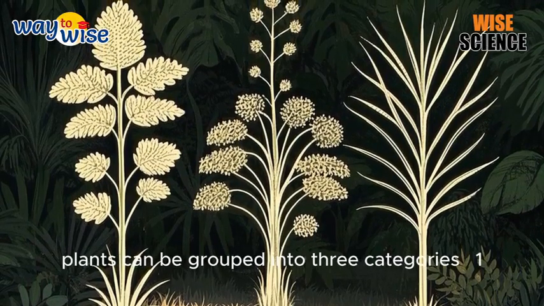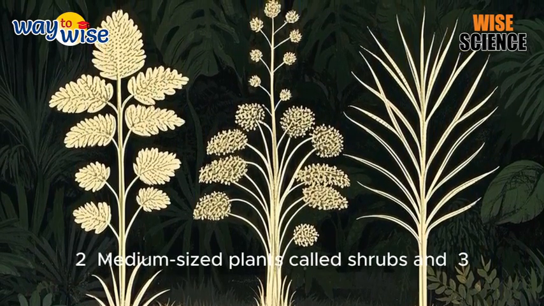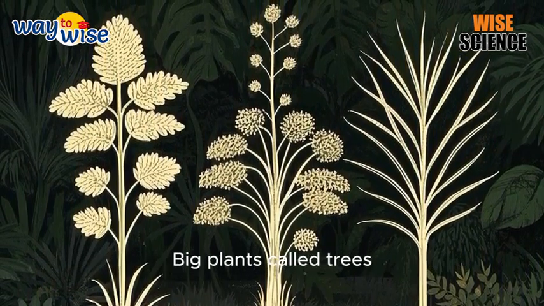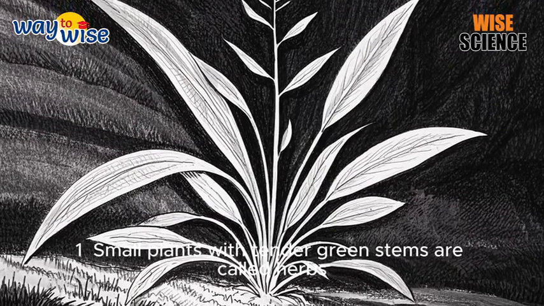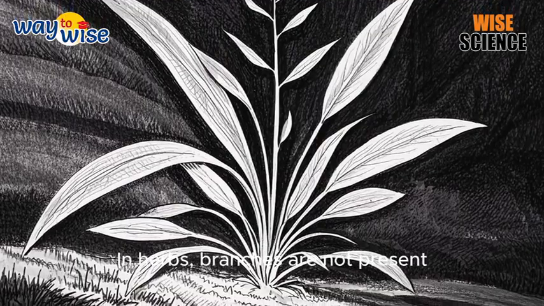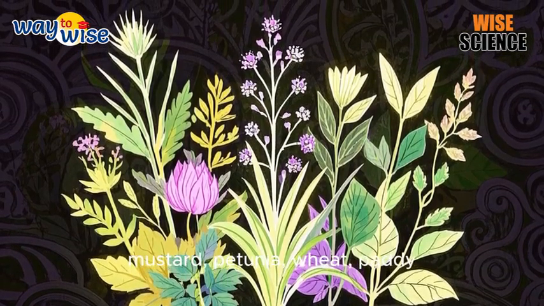Plants can be grouped into three categories: one, small plants called herbs; two, medium-sized plants called shrubs; and three, big plants called trees. One, small plants with tender green stems are called herbs. In herbs, branches are not present. Examples: coriander, mustard, petunia, wheat, paddy.